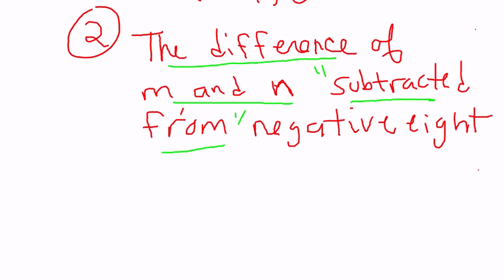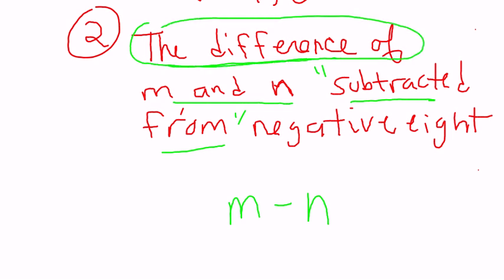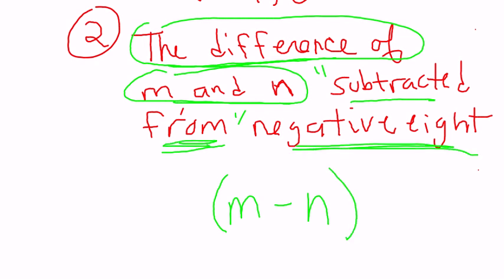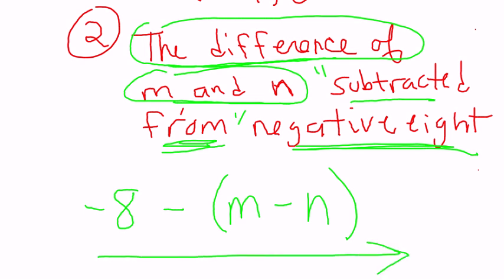So let's first start off with the difference of m and n. Difference means subtract. So m minus n will take care of the difference of m and n. But we want that entire difference being subtracted from something else, from -8. So that quantity comes after the -8, right? So we're actually going to translate it that way: -8 minus parenthesis m minus n.